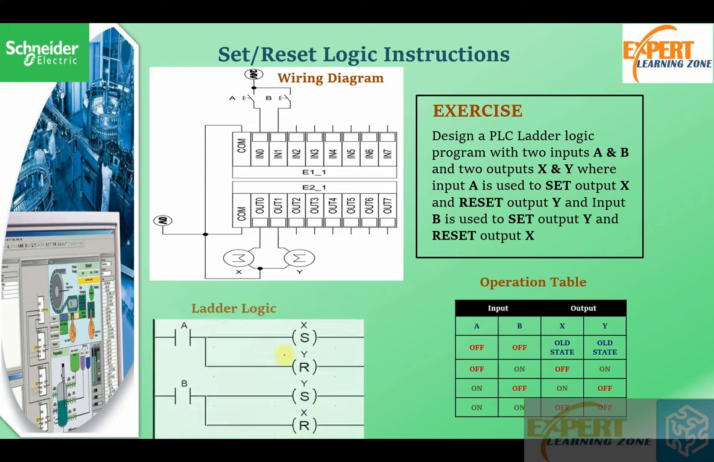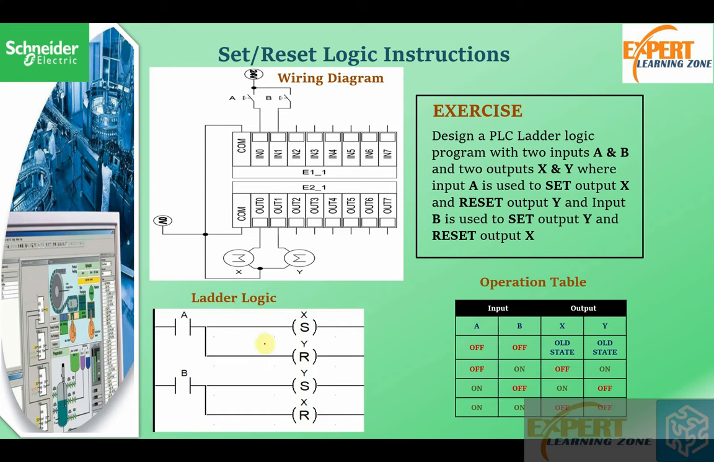Okay, all right. So this is a ladder logic that will implement this operation. When A is on, it will allow the flow of logic, and the variable X will be set and Y will be reset. And when B is on, it will allow the flow of logic, and then it's going to set the variable Y and reset the variable X. So A sets X and resets Y, and B sets Y and resets X.